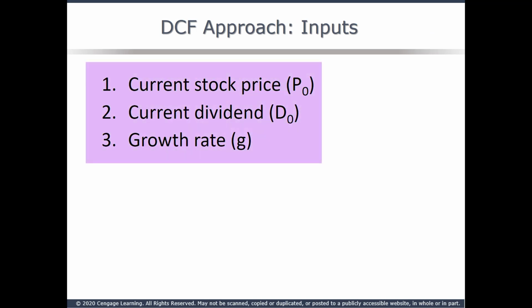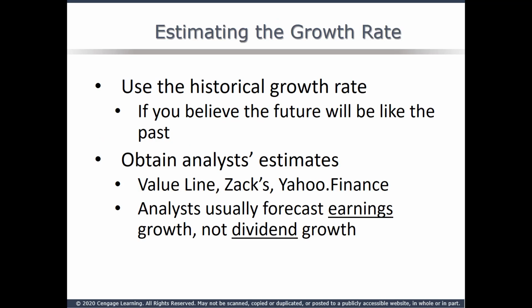The current stock price, that's observable. The current or last dividend paid, that's published history. The constant growth rate, we need an estimate of that. The growth rate is the one variable that we cannot observe. We have two choices as sources. We could use historical data to estimate a growth rate, assuming the future will be like the past. Or we could use analyst estimates. Many publish forecasts, but analysts typically estimate earnings growth, not dividends growth.